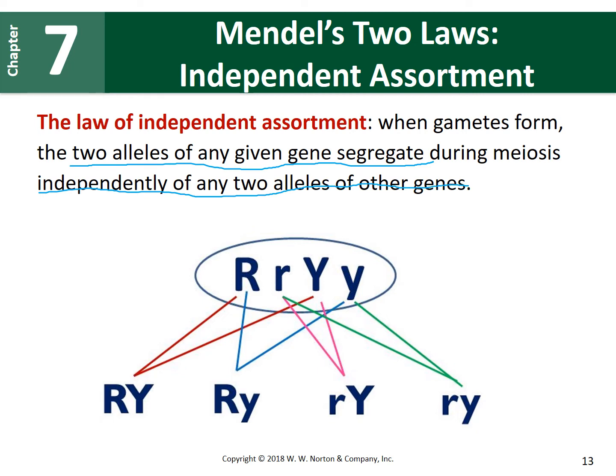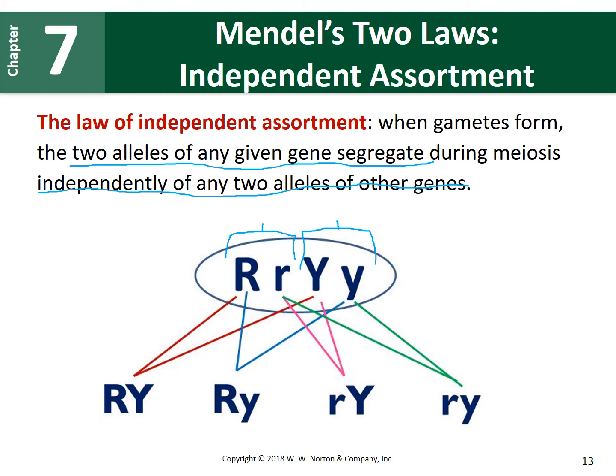So to get a grasp on this concept, the law of independent assortment, we can look at this genotype right here. In this genotype, we have big R, little r, big Y, little y. What this shows is that we have two different traits. There's this trait, big R, little r, that codes for one trait. The Y's code for a second trait. The big R and little r are just alternate versions of that gene, or the alleles, but they still code for that same trait.